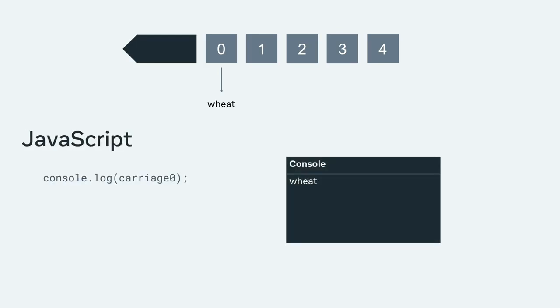Let's say that you want to emulate a toy freight train using JavaScript. On this train, each carriage has a number painted on its side and is presented in sequence, starting from 0. Using JavaScript, you'll assign some cargo to each carriage. For the first one, let's input var carriage0 equals wheat. Great. Now when you inspect the contents of carriage0, you'll get back the word wheat.